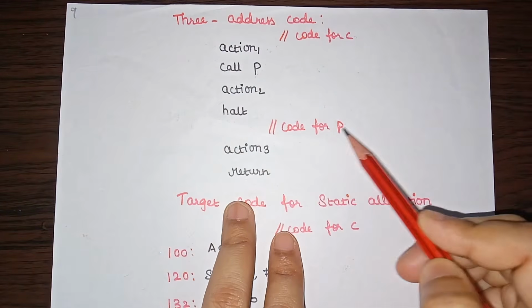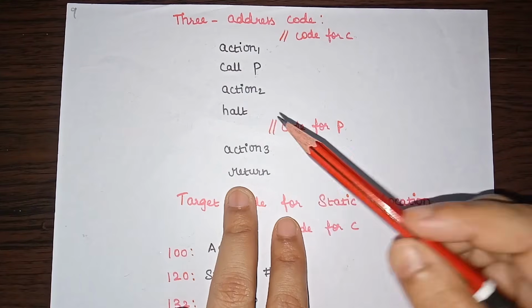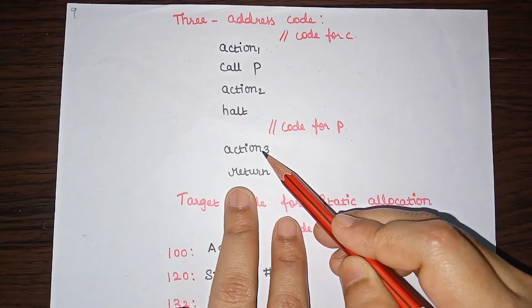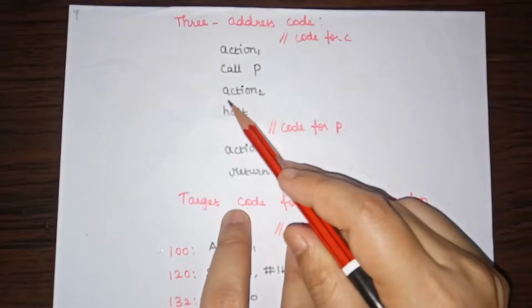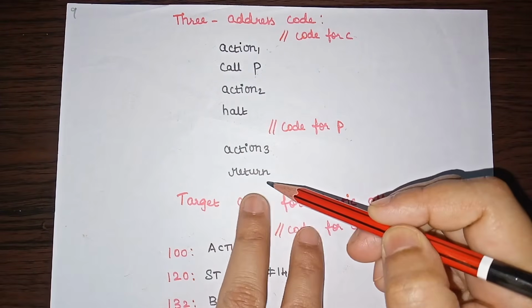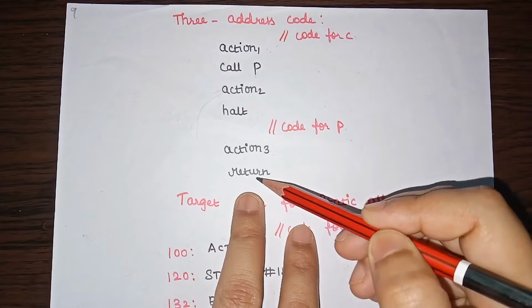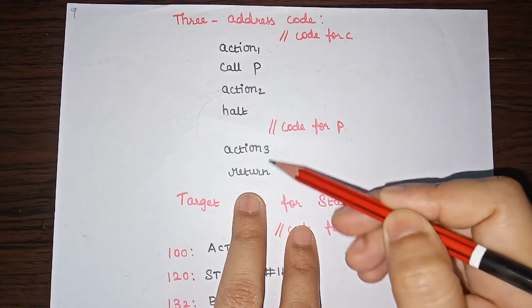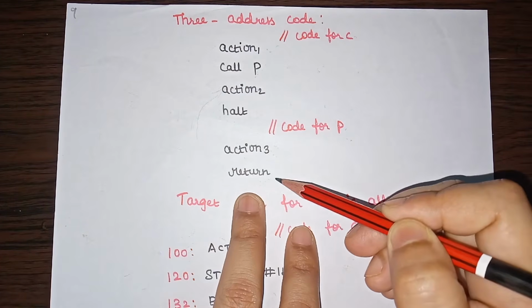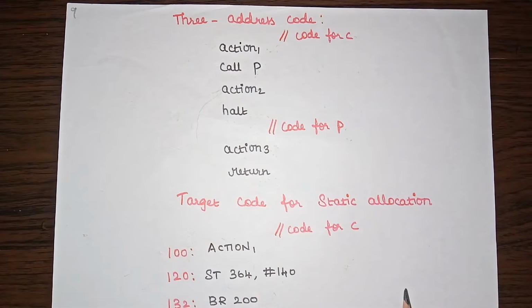And coming to procedure P, here we have some action, that is action 3, to be performed in the procedure. After performing this action, the control should return to the calling procedure, right? So the return statement will move to this action 2, so that is why we are using return in this called procedure. So this is the called procedure and this is the calling procedure. And now we'll see how the machine code instructions are written for these two procedures.